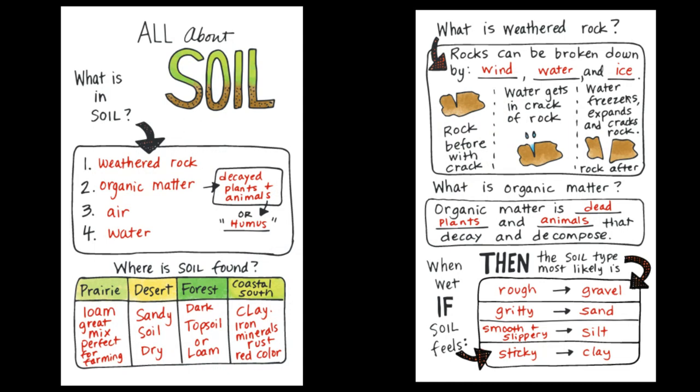So, weathered rock, we just talked about. Organic matter would be decaying plants and animals, or humus. Sorry, not hummus. Sound hungry, right? Anyway, so decaying things that would be organic matter that lives in soil, or as part of soil, air, and water.